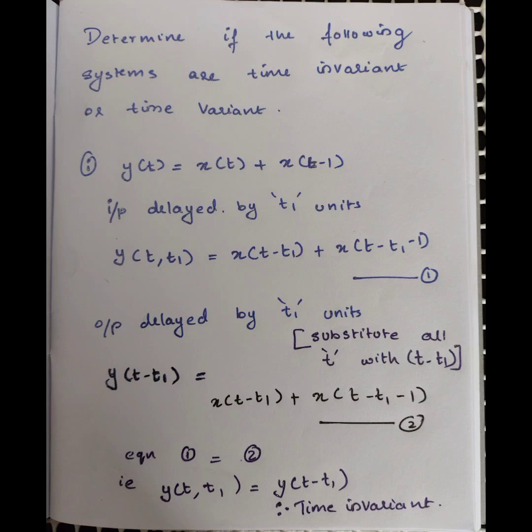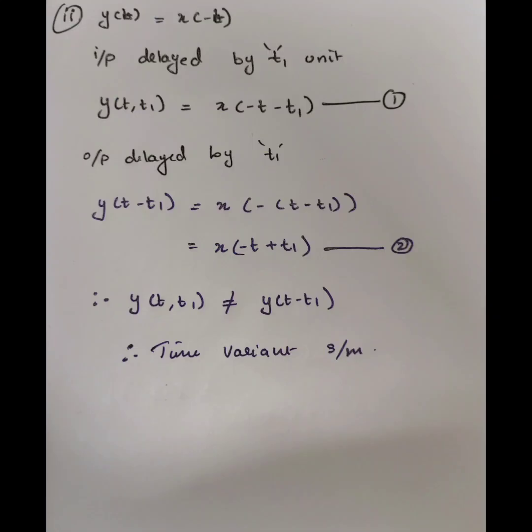So the method is very simple. In order to obtain the expression for input delay, we will just add a minus t1 in the brackets of the input function. But in the case of output delay, the expression is obtained by substituting every t in the expression with t minus t1. Then compare both the expressions. If they are not equal, then the system is time variant. If they are equal, then the system is time invariant.